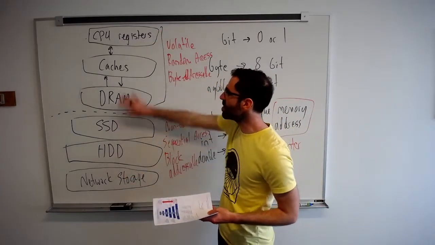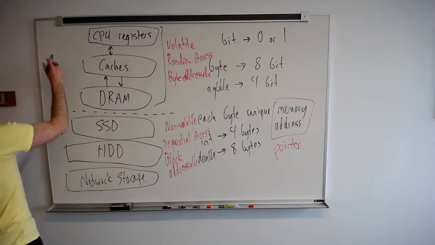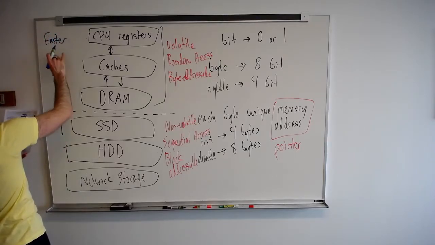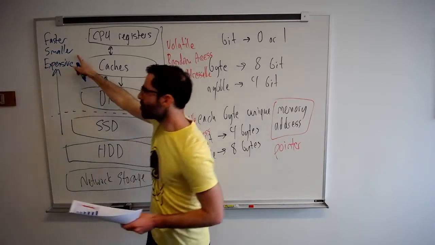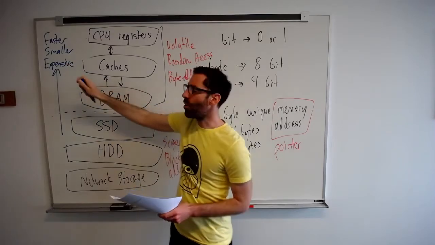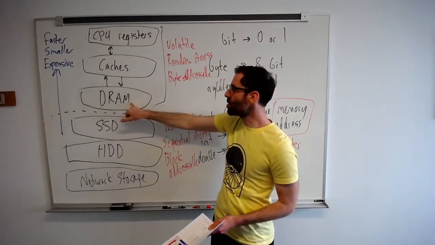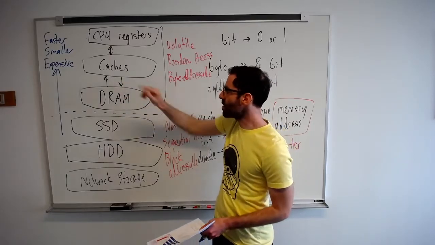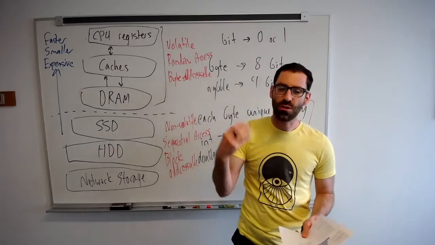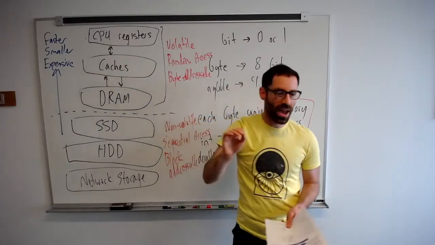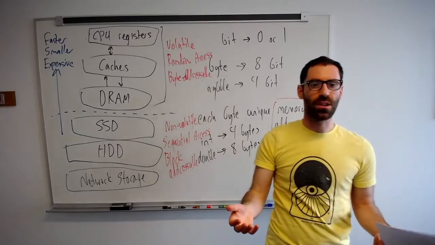And the reason I refer to this as a hierarchy is that as we go higher in the hierarchy, the storage becomes faster, it becomes smaller, and it becomes more expensive. Caches tend to be extremely fast access. They actually use a random access memory technology called SRAM that's more efficient than DRAM, but it is much more expensive. It requires more transistors, more power, and so it would be very unusual to have a system that has something like 8 gigabytes of SRAM.